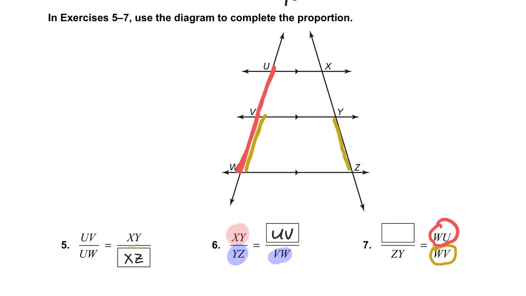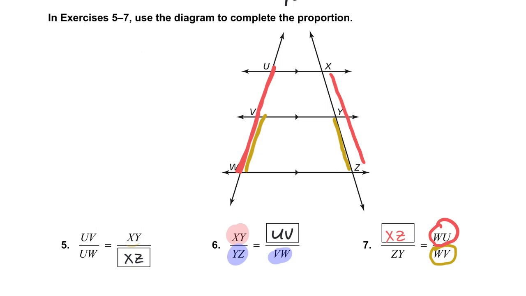So I'm going to compare that. If that's the denominator, my numerator has to be the red section, which is this whole length here, which is from X to Z. Here we go. All right.